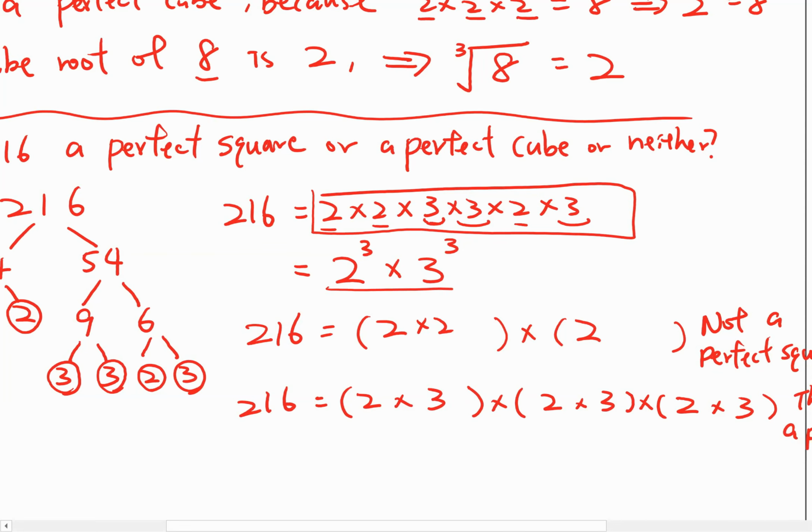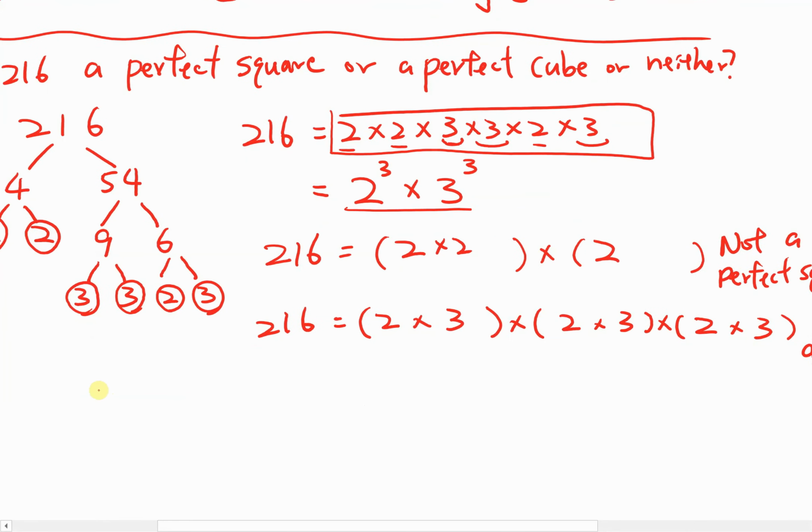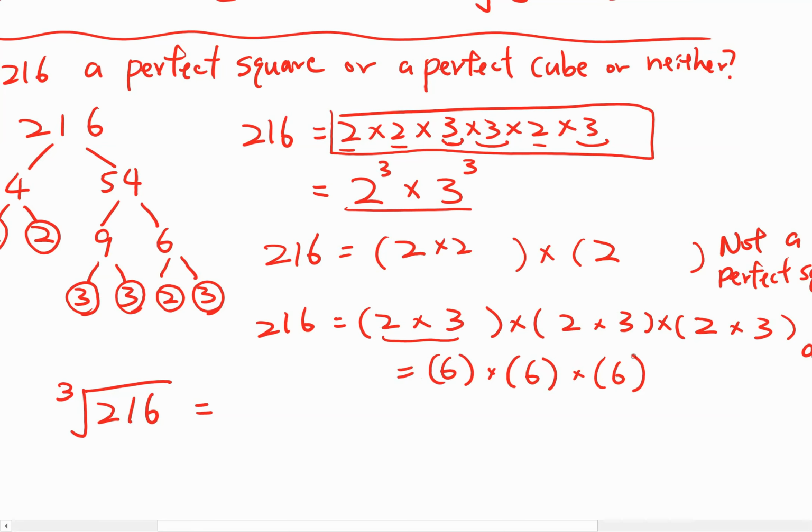Okay, now the question is, what is the cube root of 216 then? Okay, so to answer the question, yes, 216 is a perfect cube. But now the follow-up question is, what is the cube root of 216? Well, if you look, this is 2 times 3, which is 6. So this can be rewritten as 6, 2 times 3 is 6, 2 times 3 is 6.